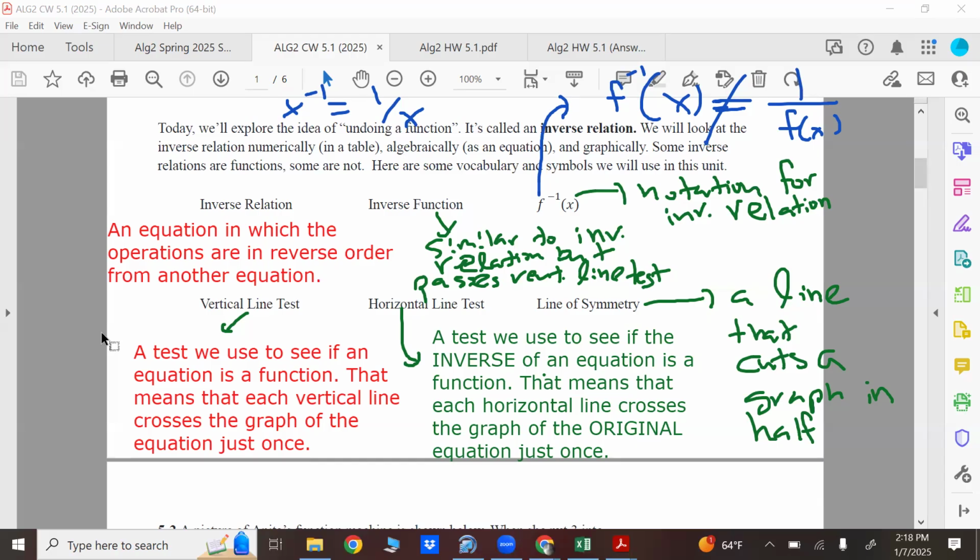And then line of symmetry: a line that cuts a graph in half. And then that's a notation for inverse functions, f -1 of x. Okay, so a lot of terminology. It's kind of important because we're getting a little more abstract, as we should in this class.